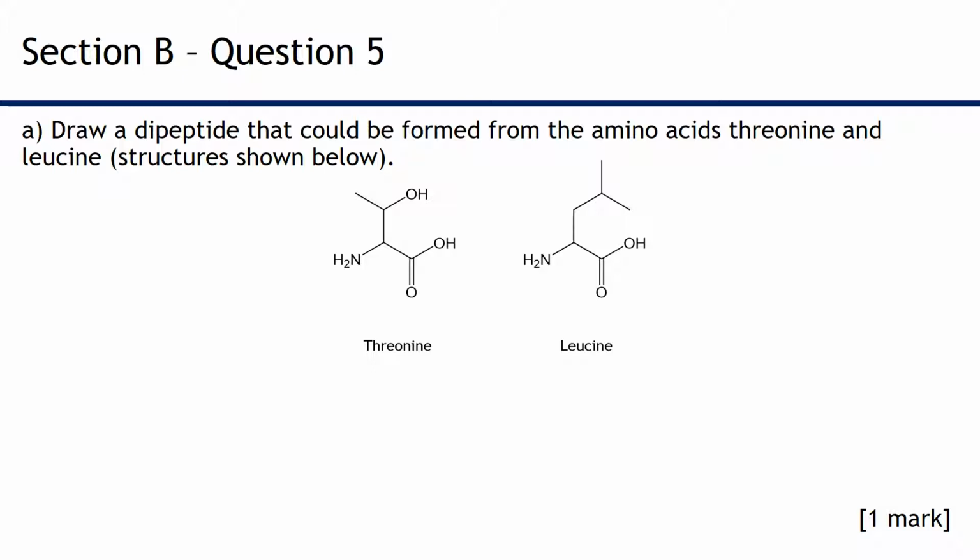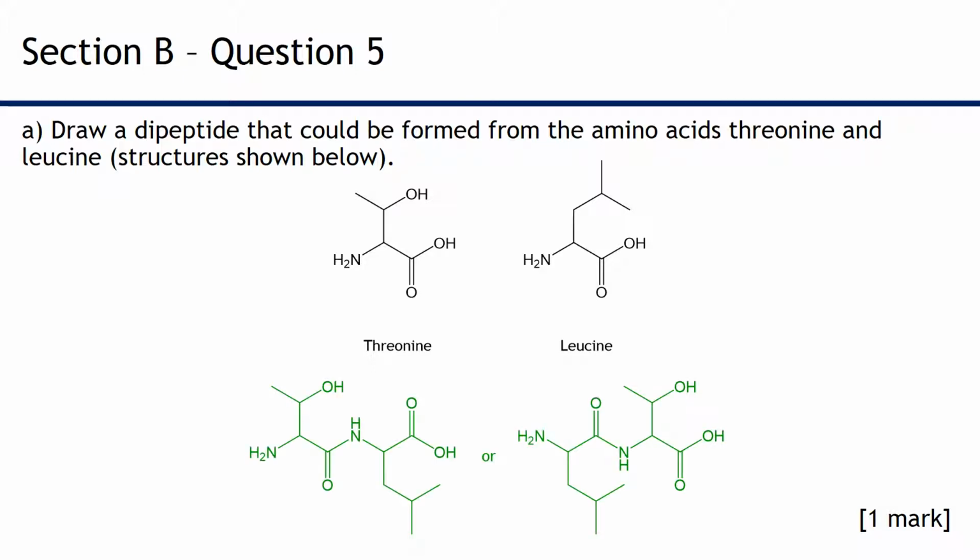And finally, section B, question 5, part A. You're asked to draw a dipeptide that could be formed from the amino acids threonine and leucine, structures shown below. So you've been given the structures of threonine and leucine, and you need to join them together to make a dipeptide. Hopefully you recalled that amino acids can be joined together through an amide bond, or as it's more often known in this case, a peptide bond, to make these dipeptides. So there are 2 possible structures here you could come up with, which are shown here. And if you got either of those correct, then you would have got the mark.